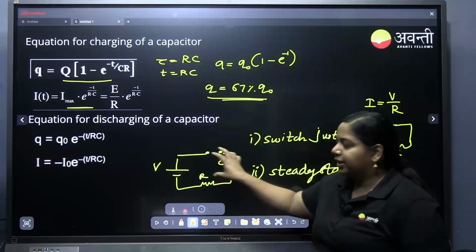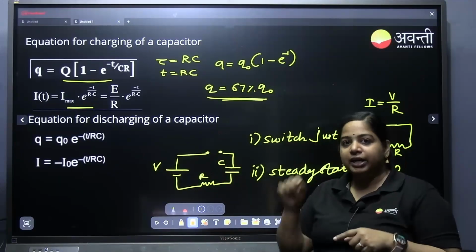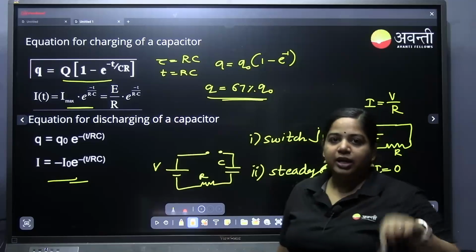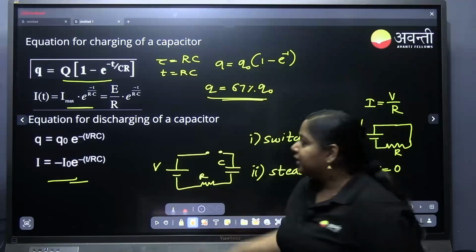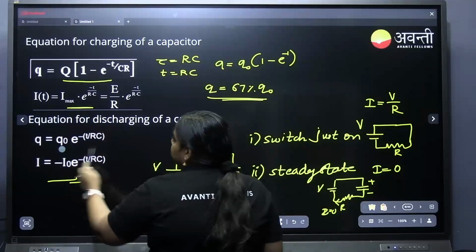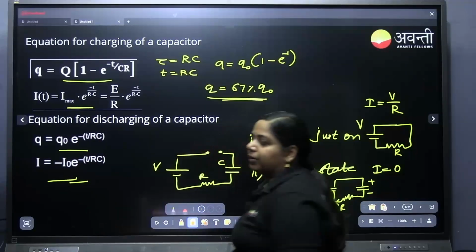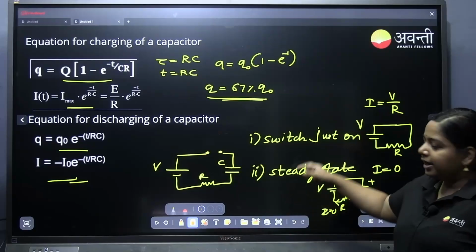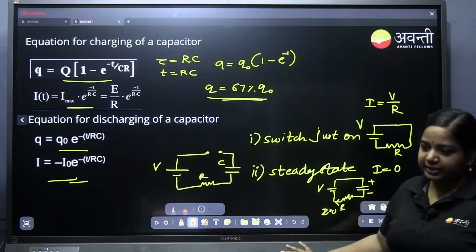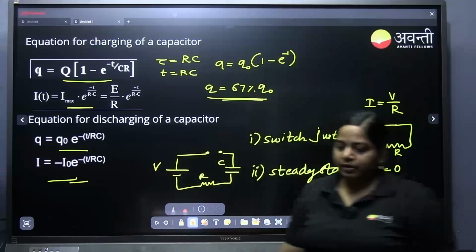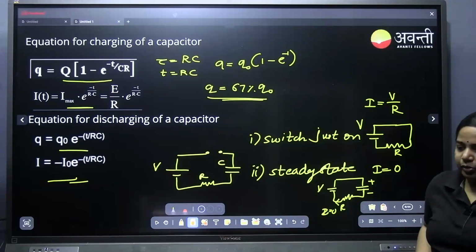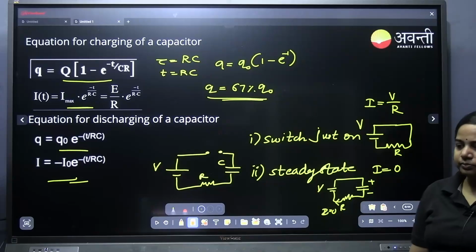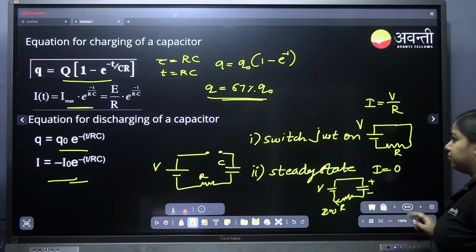Now discharging means suddenly we switched it off. So again current will start at the maximum. The current equation will be the same, only with a negative sign because current will be flowing in the opposite direction. For discharging of a capacitor, the 1 minus will change to just Q naught into e to the power minus t by RC. Is there any doubt? Numerical or problem solving will come based on these two cases. This is for concept knowledge only. Do you have any doubt? Okay, I guess not. So we can move on.